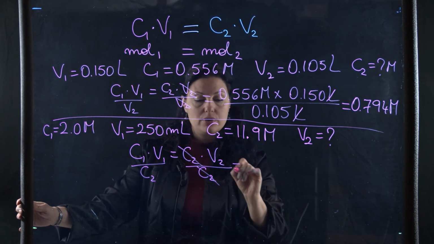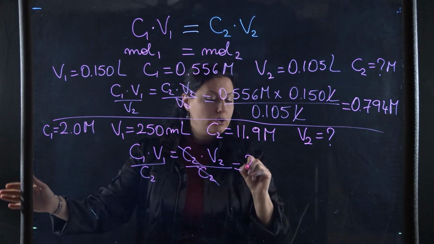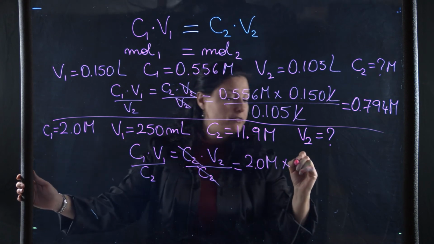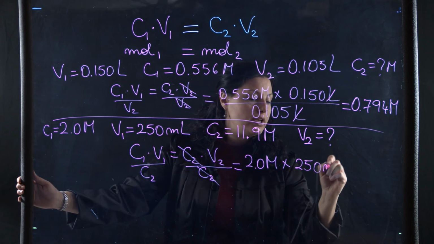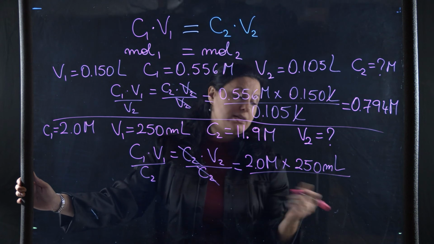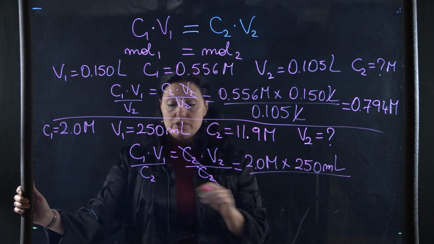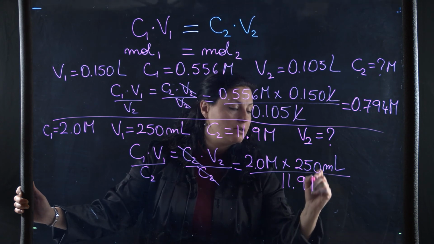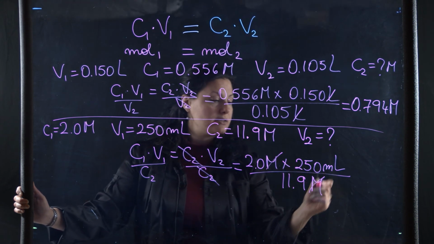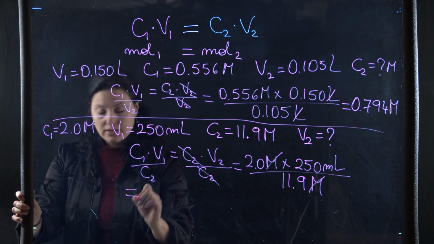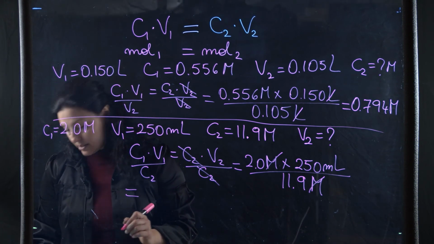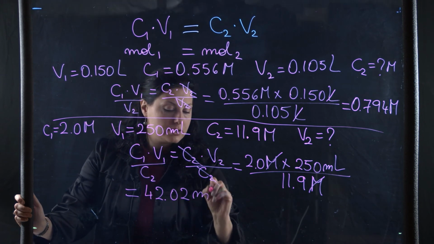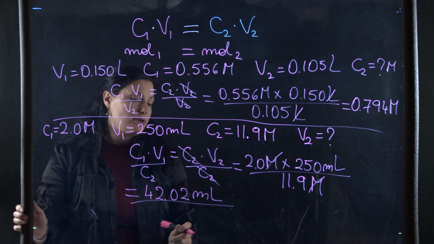Let's plug in the numbers. C1 is 2 molar times V1, which is 250 milliliters. Note that I'm not changing it because I will end up with milliliters, which is okay. And then C2, 11.9 molar. My molarity will cancel here. And if I do that calculation, I should get 42.02 milliliters. And that's my answer.